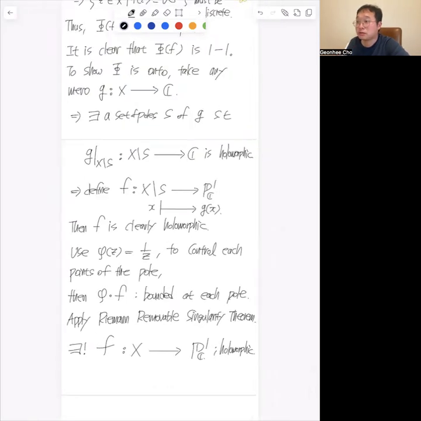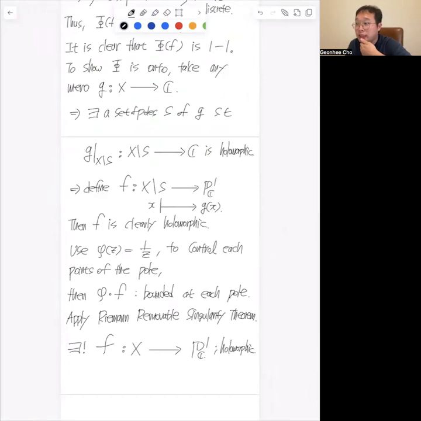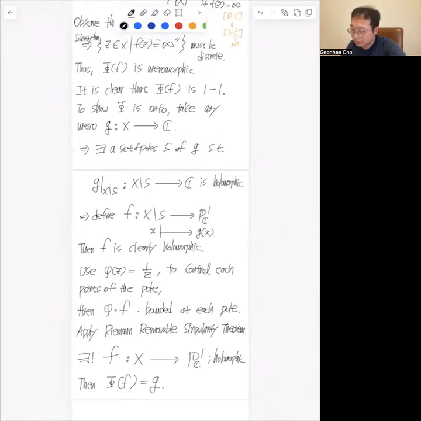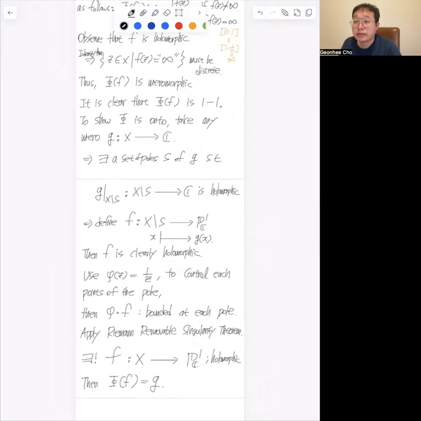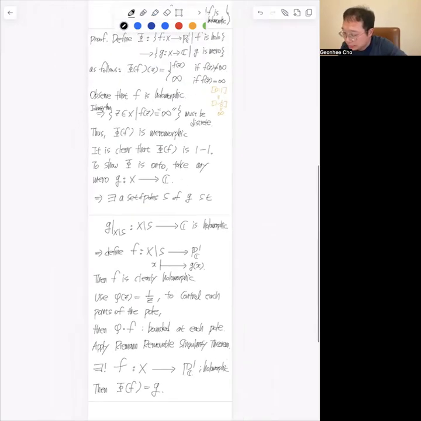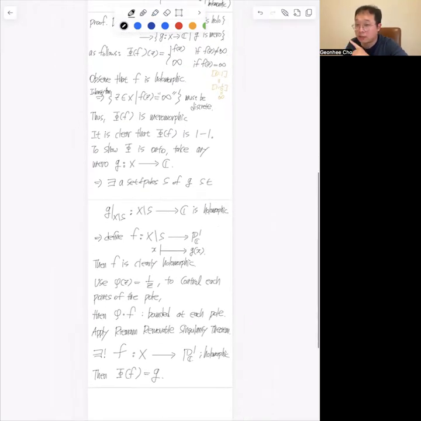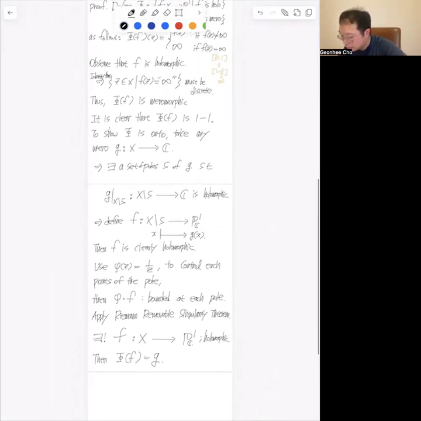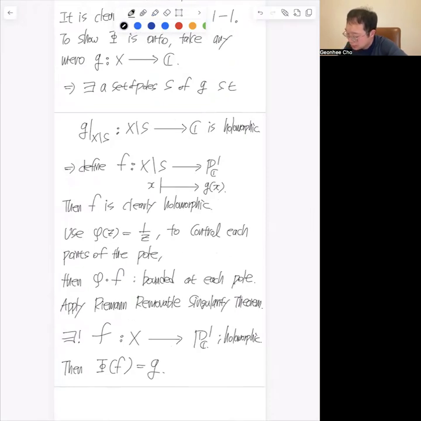And it is also clear this is the unique extension that satisfies this desired condition, because there is only one way to fill this gap. And F is the desired map because at the pole it maps to infinity without using this small V. So it just completes the proof.